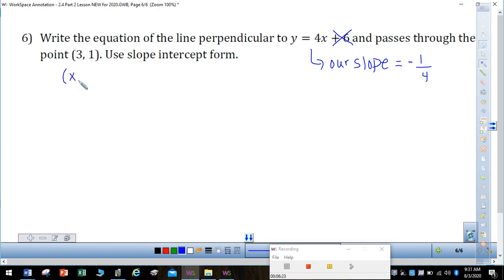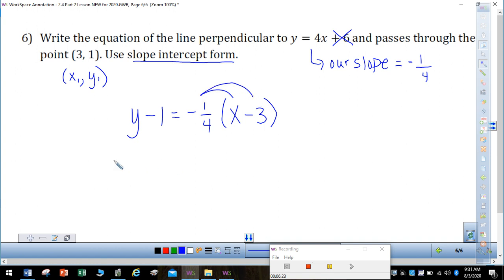All right, so the point that it passes through, we'll call that x1, y1, because first we're going to put it in point slope form. So point slope form is y minus 1 equals negative 1/4 times the quantity x minus 3. But then we're going to do some work to get it into slope-intercept form. We're going to start by distributing the negative 1/4. So we get negative 1/4 x, and then a negative times a negative is a positive. 3 is the same as 3 over 1. Multiply across the top, and then multiply across the bottom. So that just becomes 3/4.